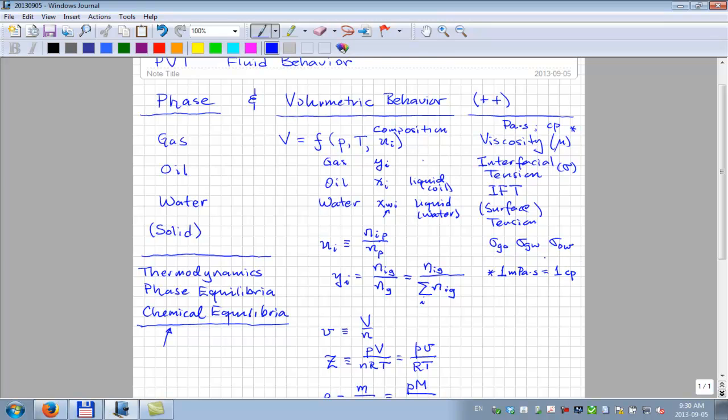So 98% of the books and the literature you read in petroleum engineering uses centipoise. So if you want to think about centipoise, you don't want to learn a new term, just think in terms of millipascal seconds.